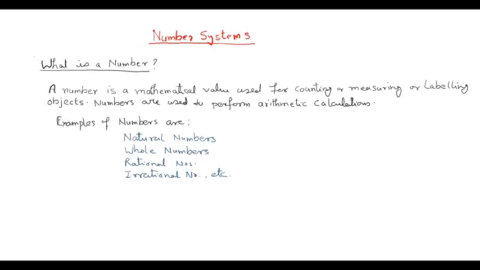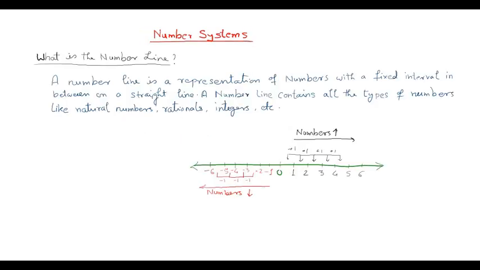So now what is a number? A number is a mathematical value used for counting or measuring or labeling objects. Numbers are used to perform arithmetic calculations. So examples of numbers are natural numbers, whole numbers, rational or irrational numbers, integers, etc. So now the next question can be, what is the number line? A number line is a representation of numbers with a fixed interval in between on a straight line. A number line contains all the types of numbers like natural numbers, rationals, integers, etc.